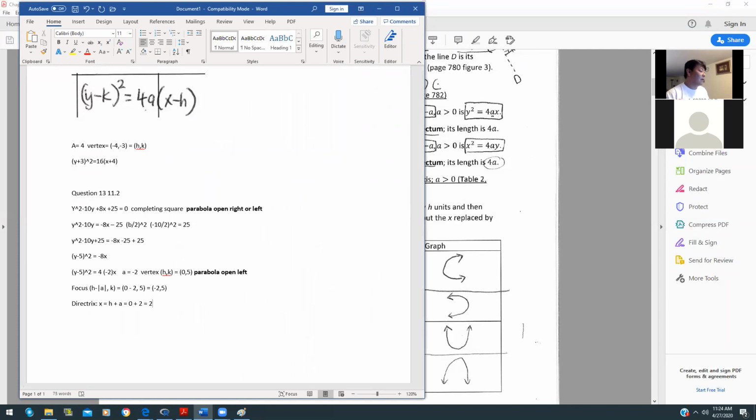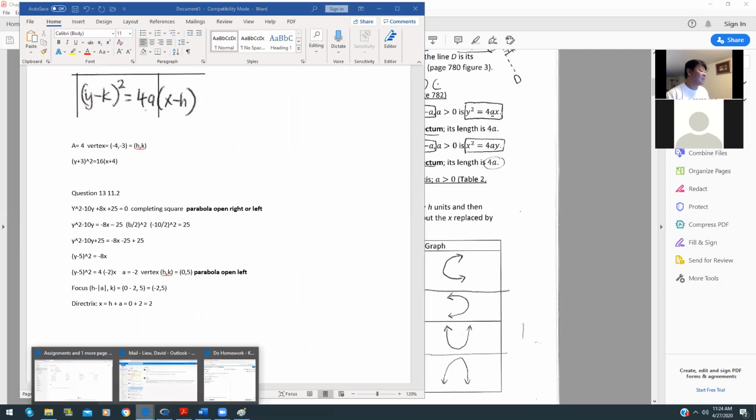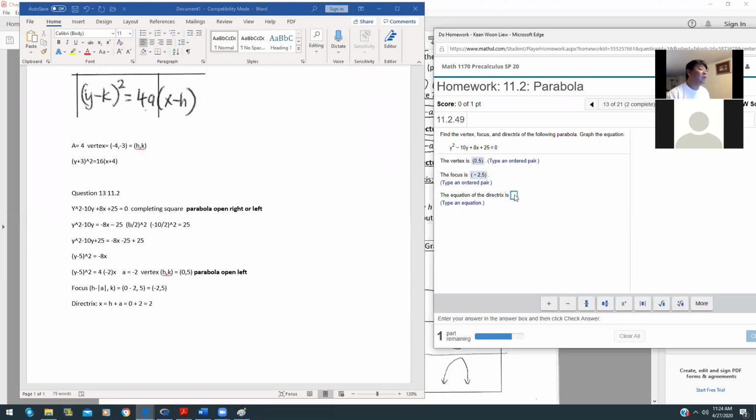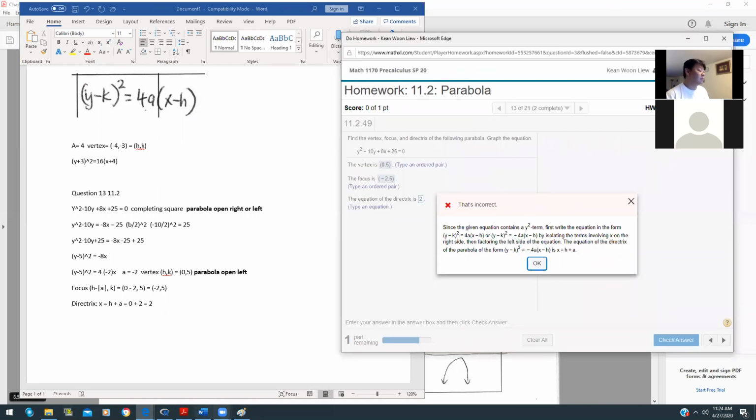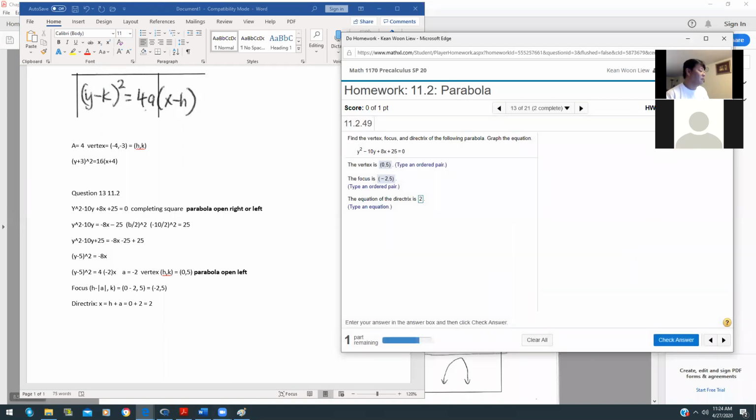So again, class, when you do this in your test and your online homework, if you give me 2 as your answer, they will mark you wrong. Does anyone here know why they will mark you wrong here? This is something very important. Also, you won't get full points in your test. So does anyone here know why this is wrong? Anyone?